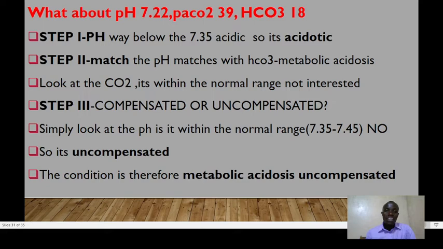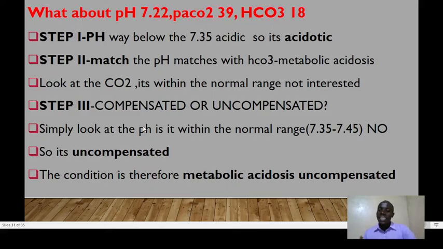And we said anything closer to 22 is acidic, anything closer or above 26 is alkaline. So this one is closer to 22, that is acidic. So you can see the pH is matching with the kidney, the metabolic. So that's why we are talking about metabolic acidosis. Remember, we looked at the CO2, it is within normal range, it's not interested. So it's not a good friend here, guys.